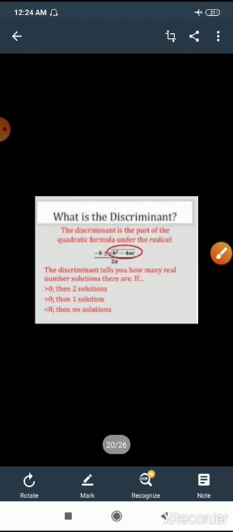See, the discriminant tells you how many real number solutions there are. If the discriminant is more than 0, then the quadratic equation will have two solutions. If the discriminant is equal to 0, then also it will have two solutions, but both the solutions will be equal. If the discriminant is less than 0, then the quadratic equation will not have any real solutions.